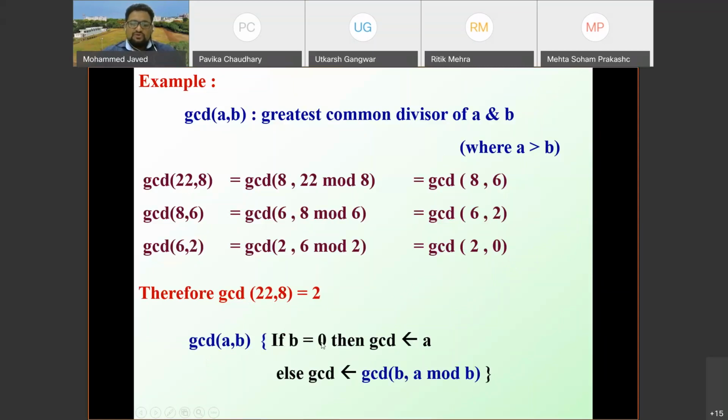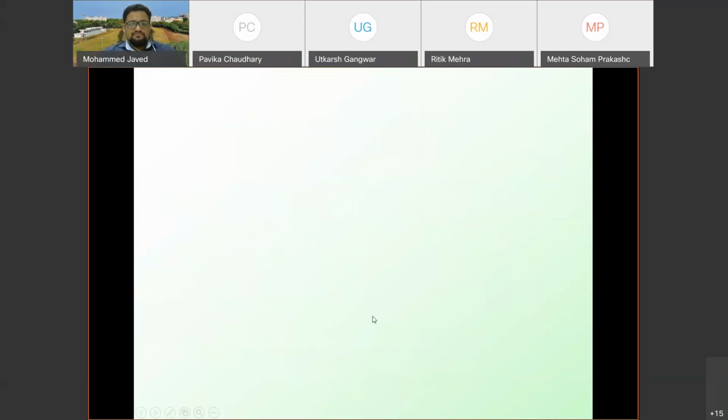When we get B equal to 0, then simply the GCD is the small a, means this a. Else, GCD would be the recursive call: GCD is equal to GCD of B, A mod B. That is the recursive procedure here. Now, another example would be the sequential search.